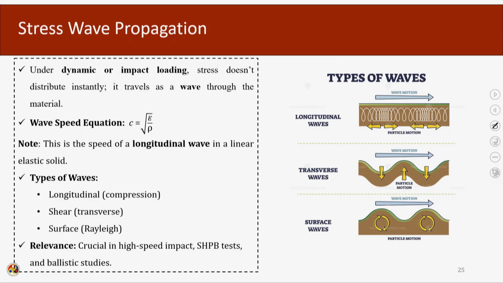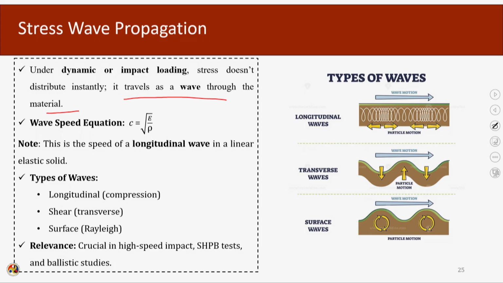So, the stress wave propagation. How does the stress wave behave and how does it propagate under dynamic loading? Under dynamic, impact or explosive loading, stress does not distribute instantly. As we have seen in the last graph, the distribution of the stress does not occur instantly among the entire system. What it does is that it travels as a wave through the material.